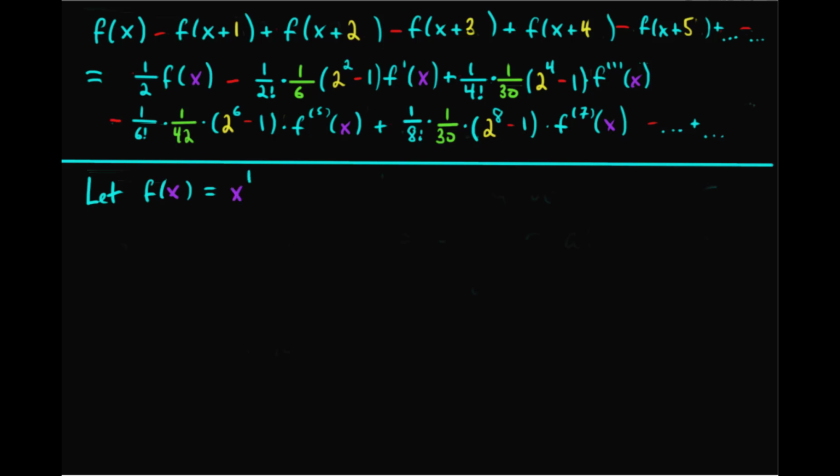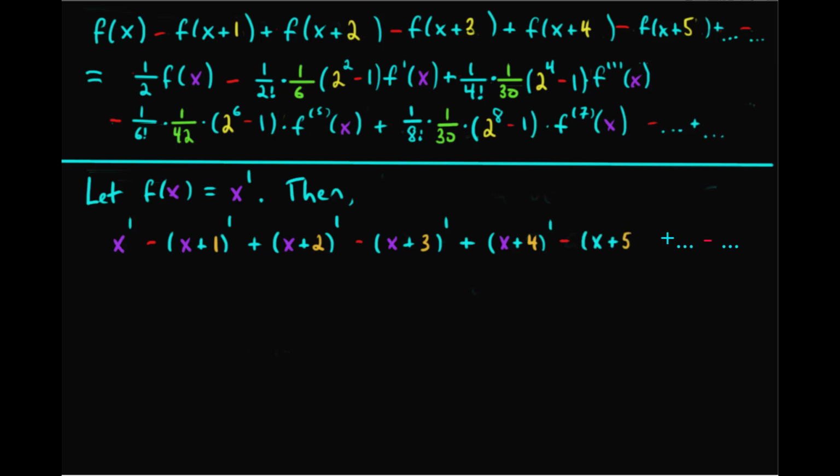Then we'll have f of x, x to the first, minus f of x plus 1, so that's going to be the quantity x plus 1 to the first, plus f of x plus 2, that's going to be x plus 2 to the first, minus x plus 3 to the first, plus x plus 4 to the first, minus x plus 5 to the first, plus dot dot dot minus dot dot dot equals 1/2 times f of x, so that's 1/2 times x to the first, minus 1 over 2 factorial times 1 over 6 times the quantity 2 squared minus 1 times f prime of x.